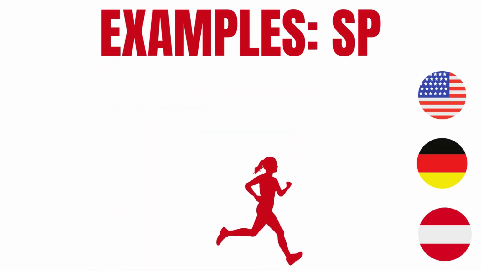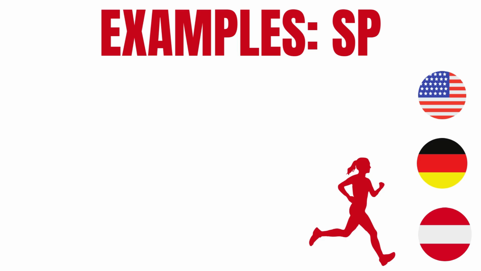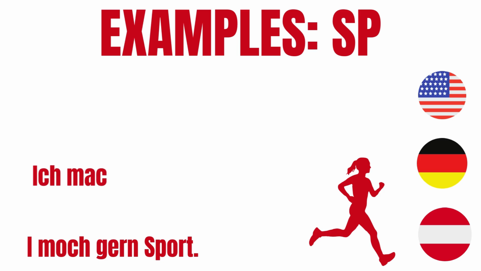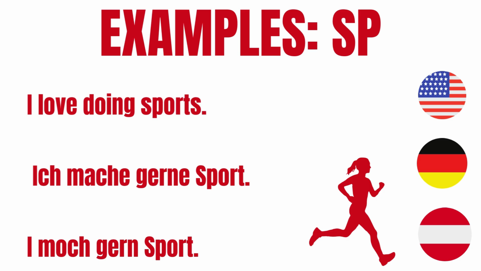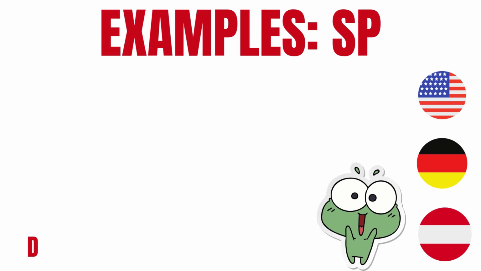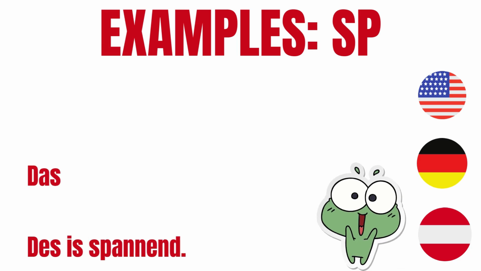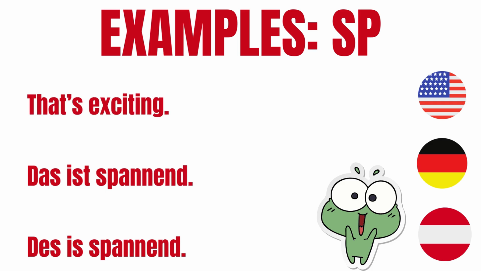Additionally, we can check out some sentences in which the SP sound occurs. We start with the Austrian German, then Standard German, and finally we translate it into English. The first example: Ich mach gern Sport. Ich mache gerne Sport. I love doing sports. Ich mach gern Sport. The second example: Das ist spannend. Das ist spannend. That's exciting. Das ist spannend.